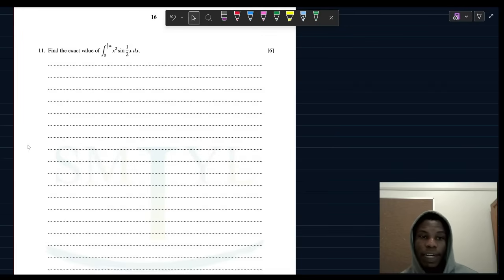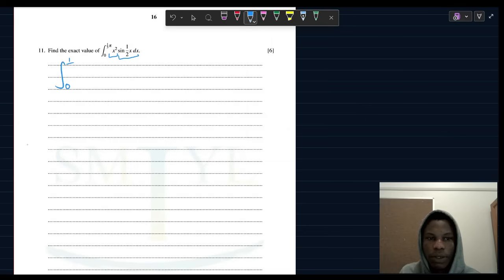Number 11, find the exact value of the integral from 0 to a third pi of x squared sine of half x dx. 6 marks. Okay, so these are two functions multiplying each other. So you're going to have to use integration by parts here. We want to integrate from 0 to a third pi.